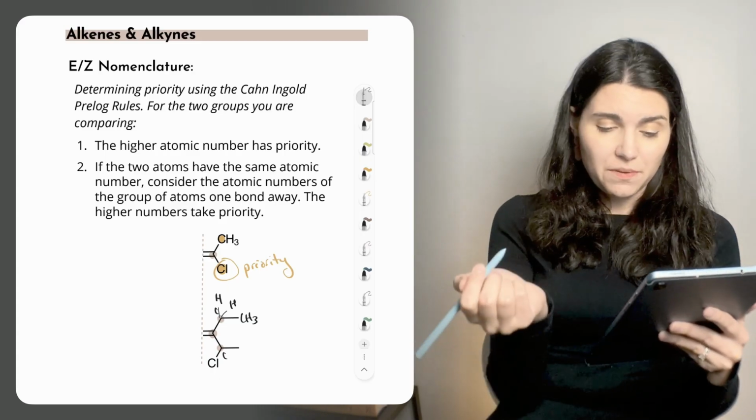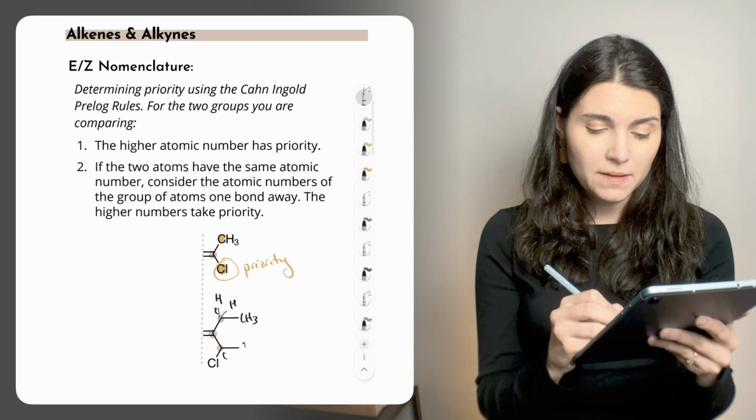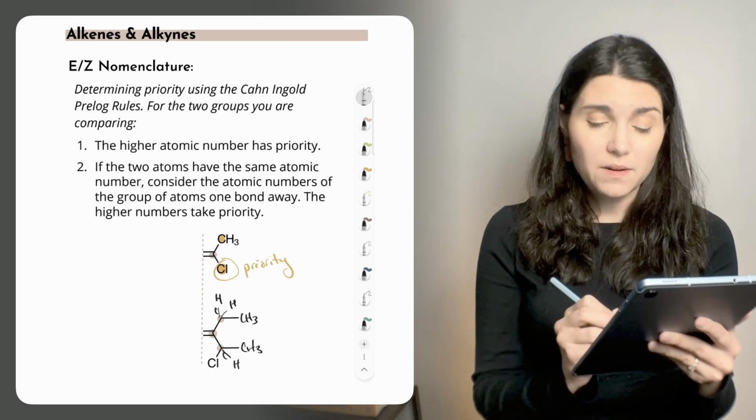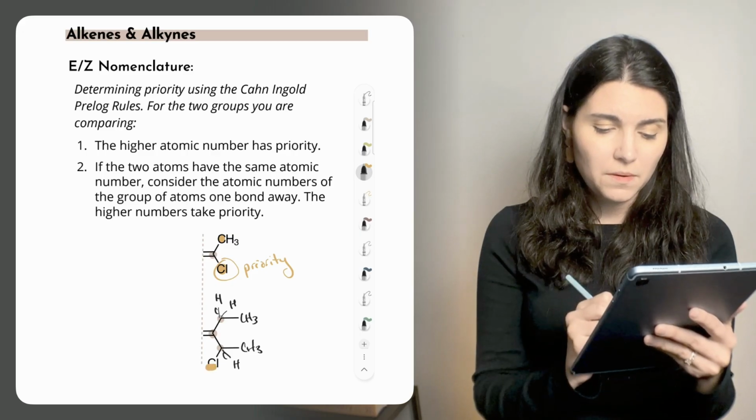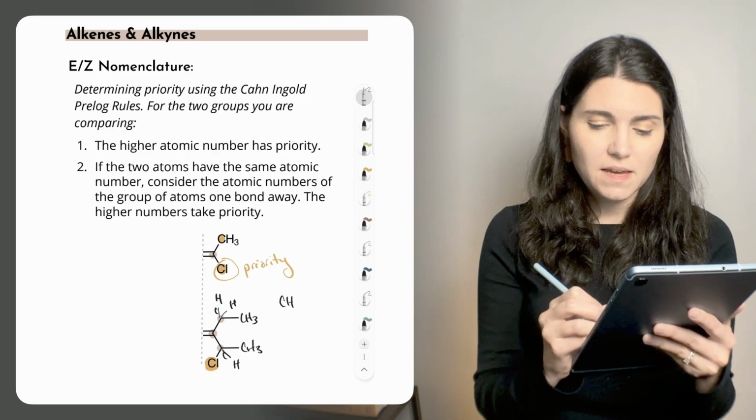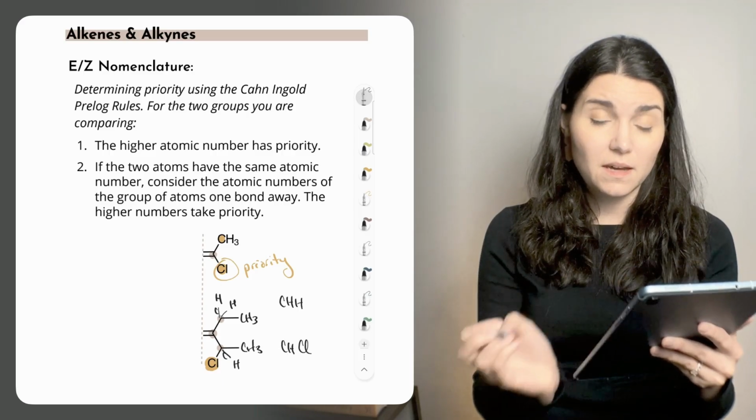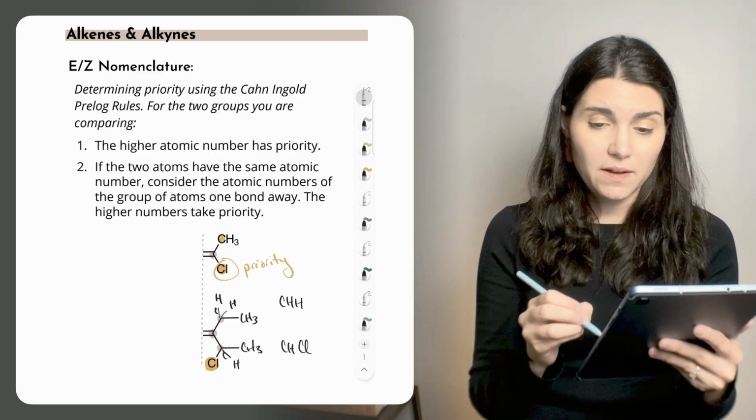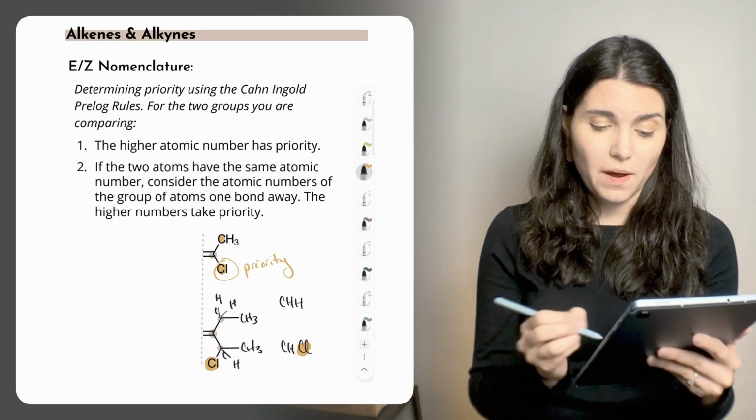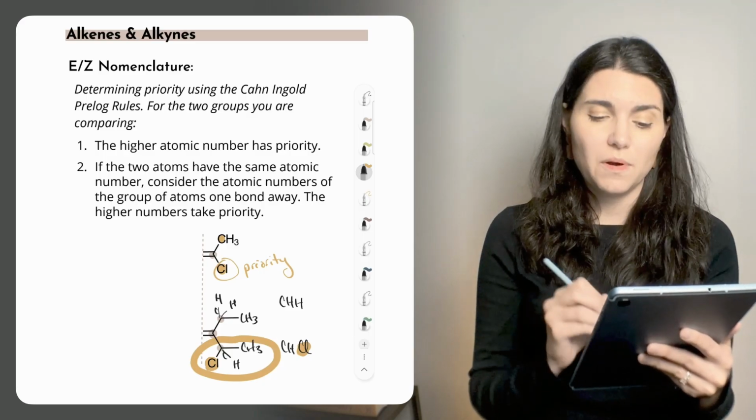We don't generally show those, but they're there. And then this carbon has a chlorine, a CH3, and a hydrogen. The side with the chlorine atom wins because you've got CHH versus CHCl. And so you have a higher atomic number, one bond away here. And so that is going to be the priority group. So this whole side is the priority.